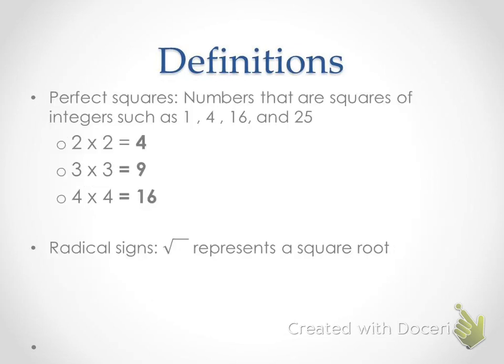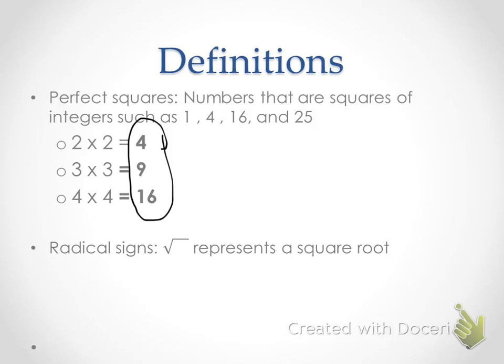Last two terms that you need to know, okay? What is a perfect square? A perfect square is a number that is the square of an integer, such as 1, 4, 16, and 25. It's the product of two numbers multiplied by themselves. That's a perfect square. So 2 times 2 is 4. 3 times 3 is 9. 4 times 4 is 16. All of these products that you see in bold print, these are what I call perfect squares.